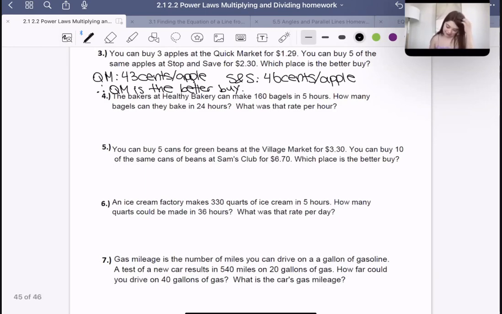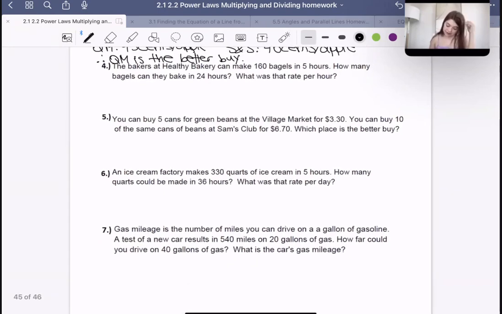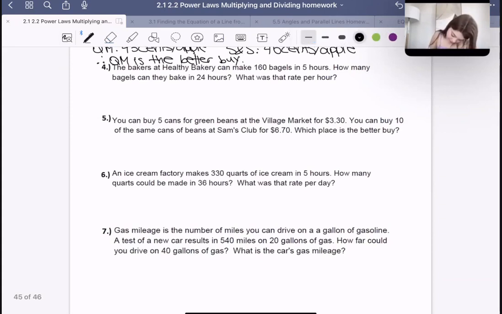Okay. The bakers at Healthy Bakers can bake 160 bagels in 5 hours. How many bagels can they bake in 24 hours? What is the rate per hour? Well, let's see. If it's 160 bagels for 5 hours, then 160 divided by 5 is 32. So that means that it's 32 bagels per hour.